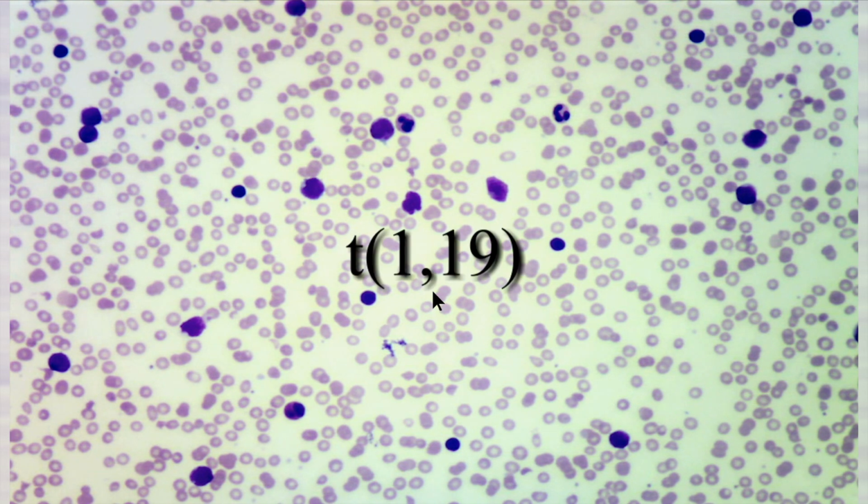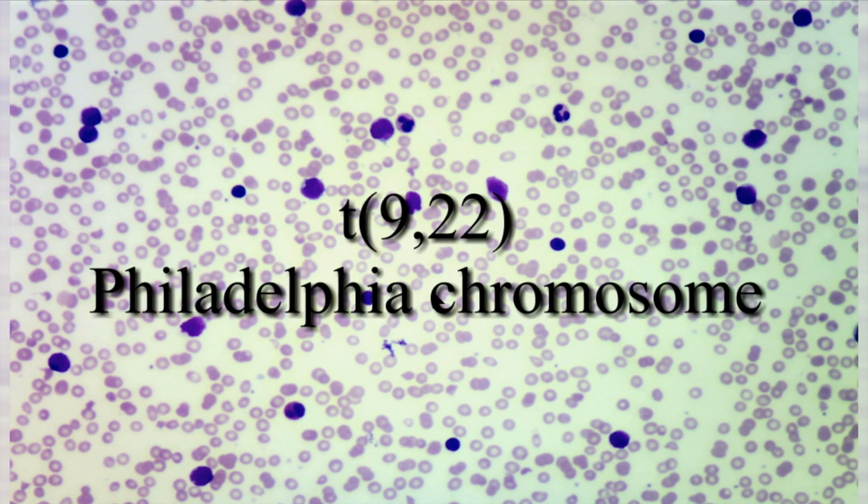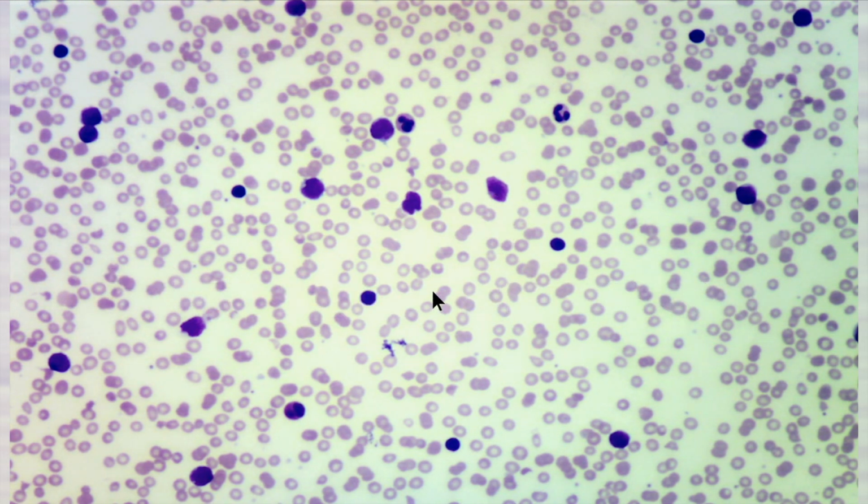But there are also translocations 1;19 that have been seen, and in the adult form of ALL, translocation 9;22, which is a very famous translocation, also known as the Philadelphia chromosome. It has been seen in adult ALLs.